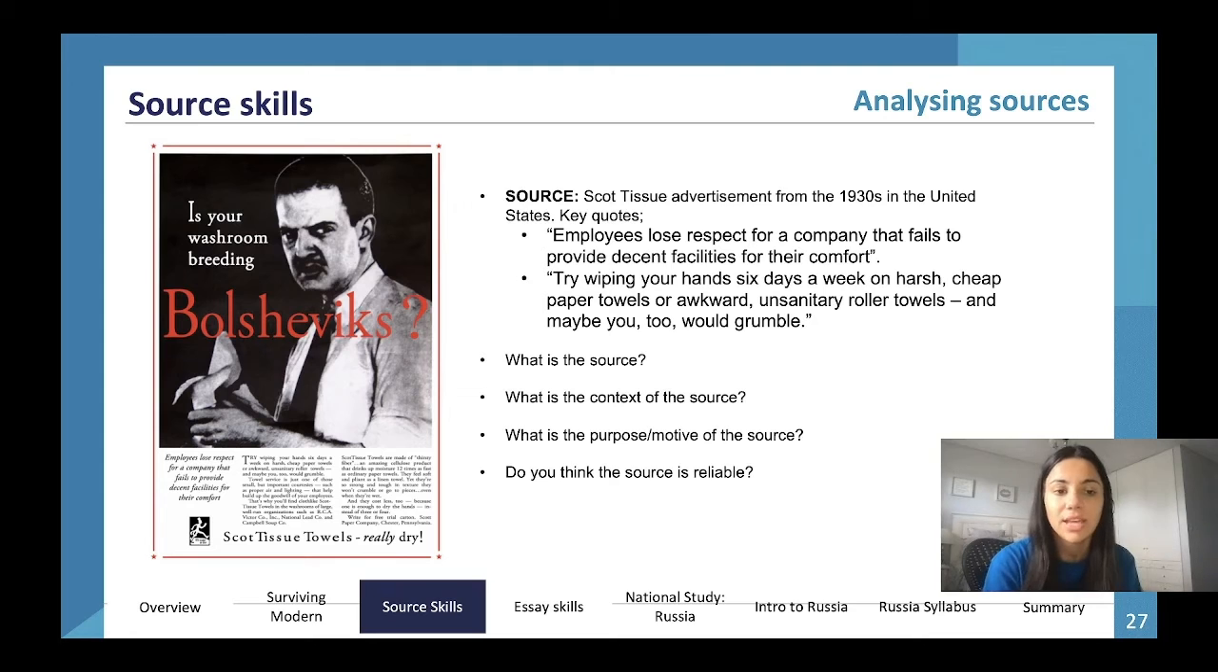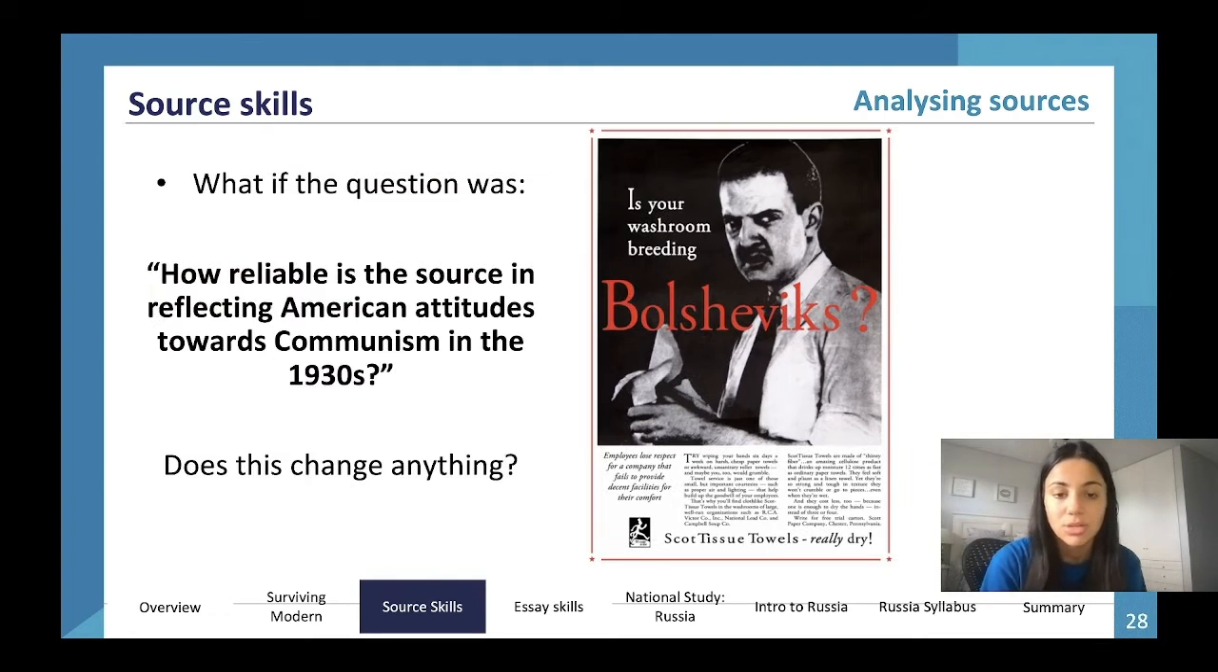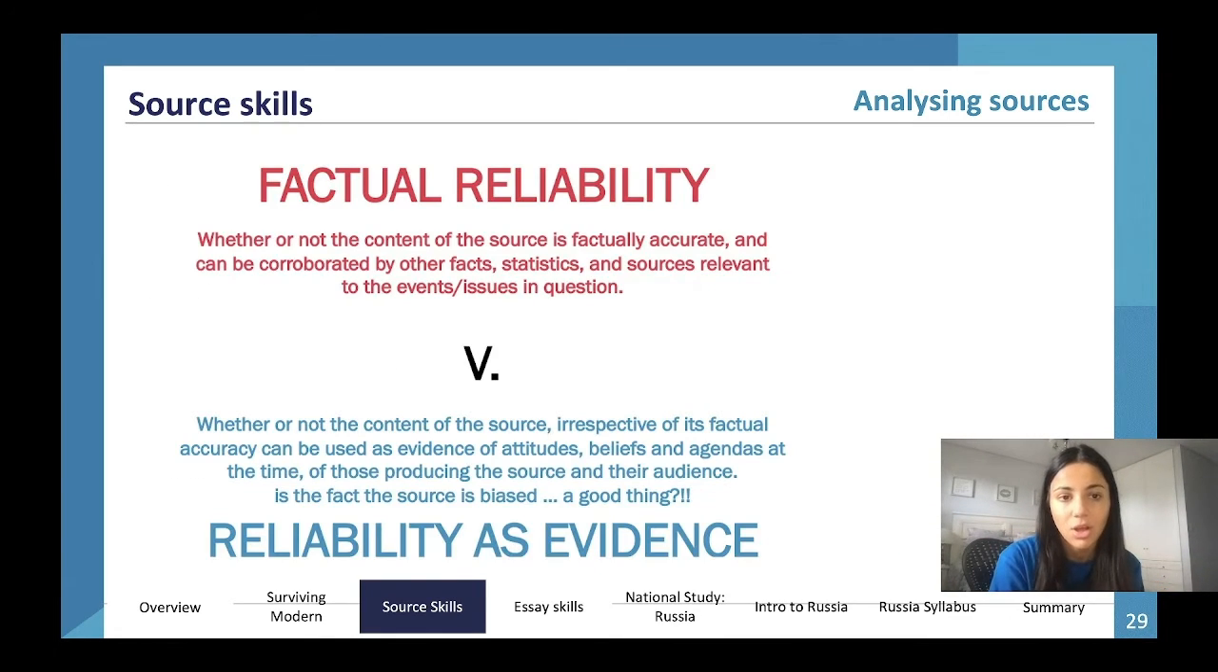I can look at this source and ask anything and say anything about the source, but if it's about a specific attitude, and this one specifically reflects American attitudes, then it's going to be different to a normal response or an analysis of this source. So naturally the answer is going to be based on the specific questioning of the question.